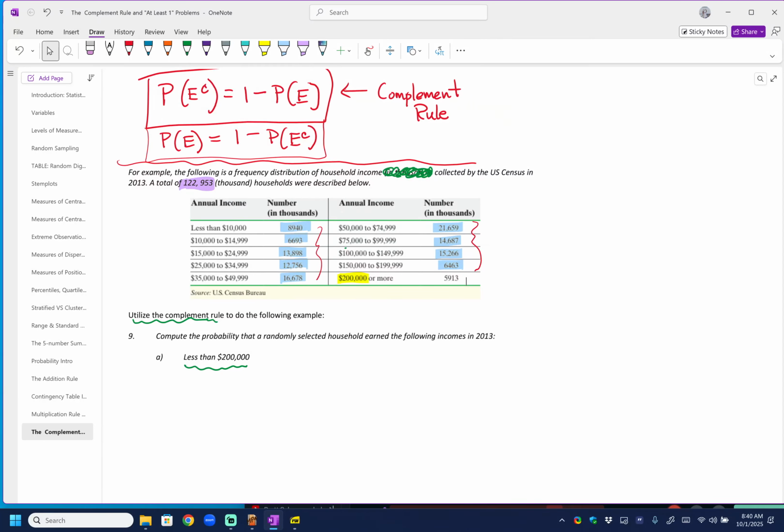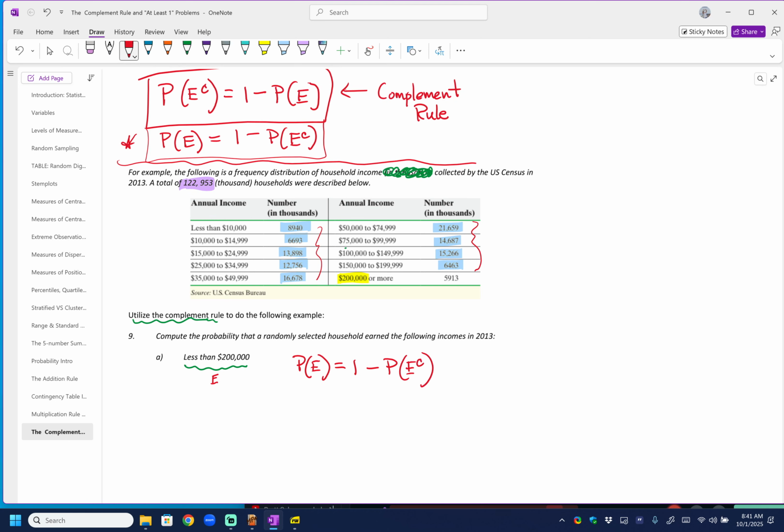How? Well, let's just say we define this as the event E. Then, using our second rule here, the probability of E should be equal to 1 minus the probability of the event E's complement.